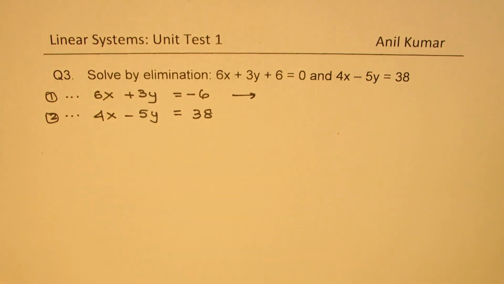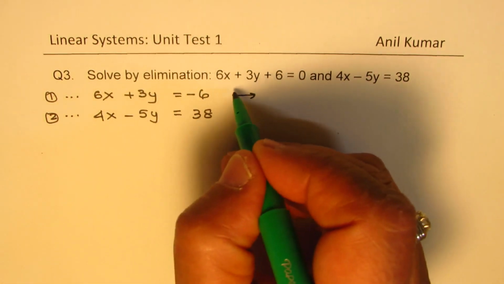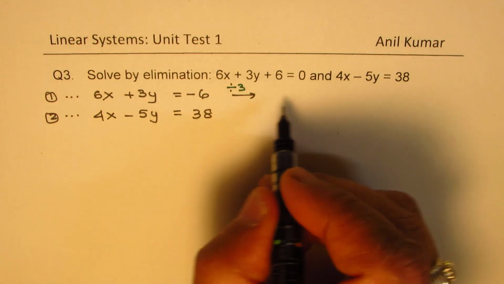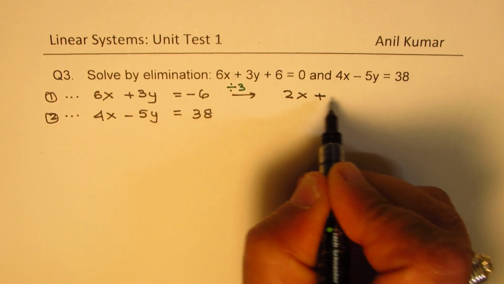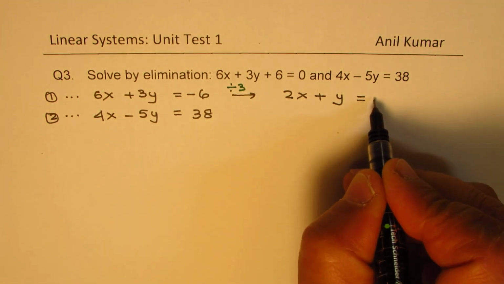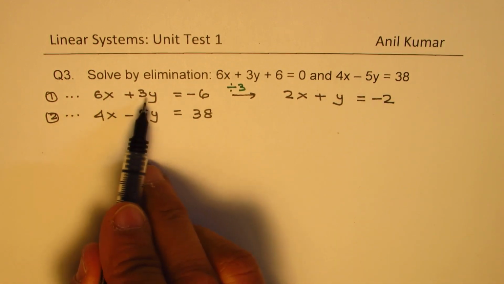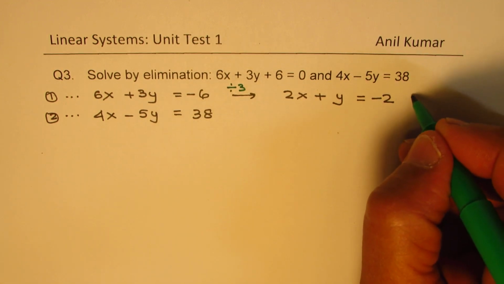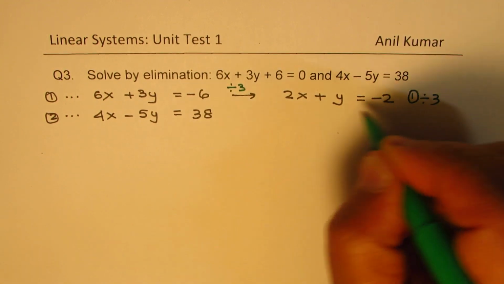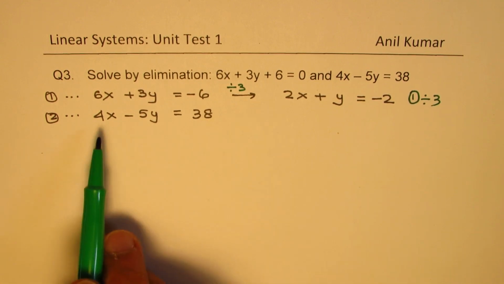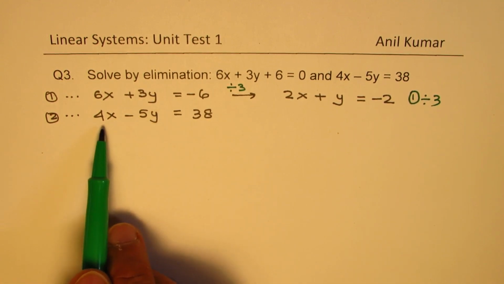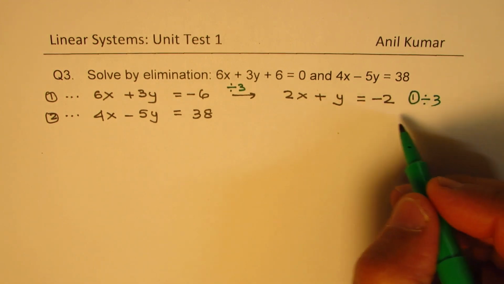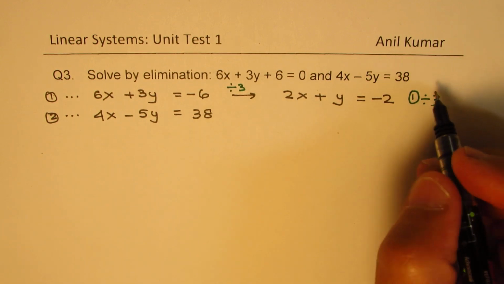What we can do here is, since these are all multiples of 3, let's divide all of them by 3, right? If we divide by 3, we could simplify this further, getting this equation as 2x plus y equals minus 2, right? So we divided everything by 3 for the first equation. So here, equation number 1 divided by 3 gave us this. Now to get 4, we can multiply this by 2. Let's call this our equation number 3.